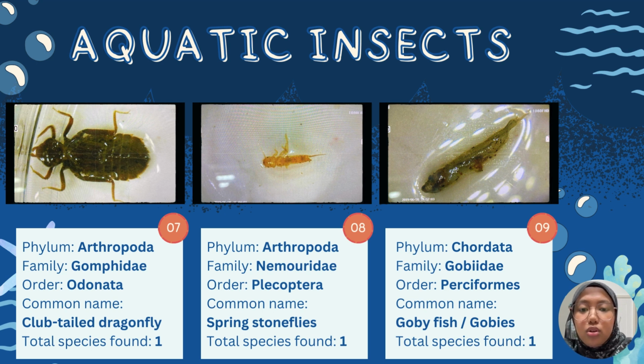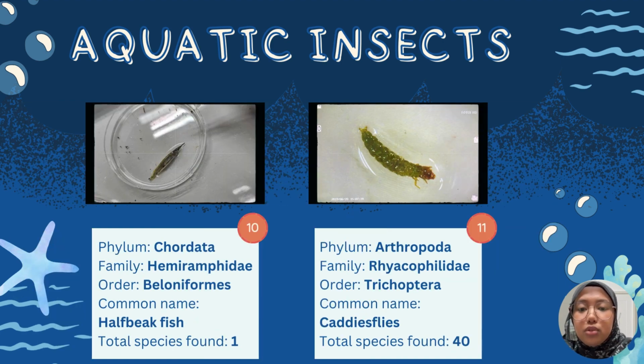Next is gobyfish or gobies that comes from phylum Chordata and it falls under order Perciformes. It comes from family Gobiidae and total species found is 1. We also found halfbeak fish from phylum Chordata and it falls under order Beloniformes. It comes from family Hemiramphidae and total species found is 1. The last one we found was caddisflies from phylum Arthropoda and it falls under order Trichoptera. It comes from family Rhyacophilidae and total species found is 40.